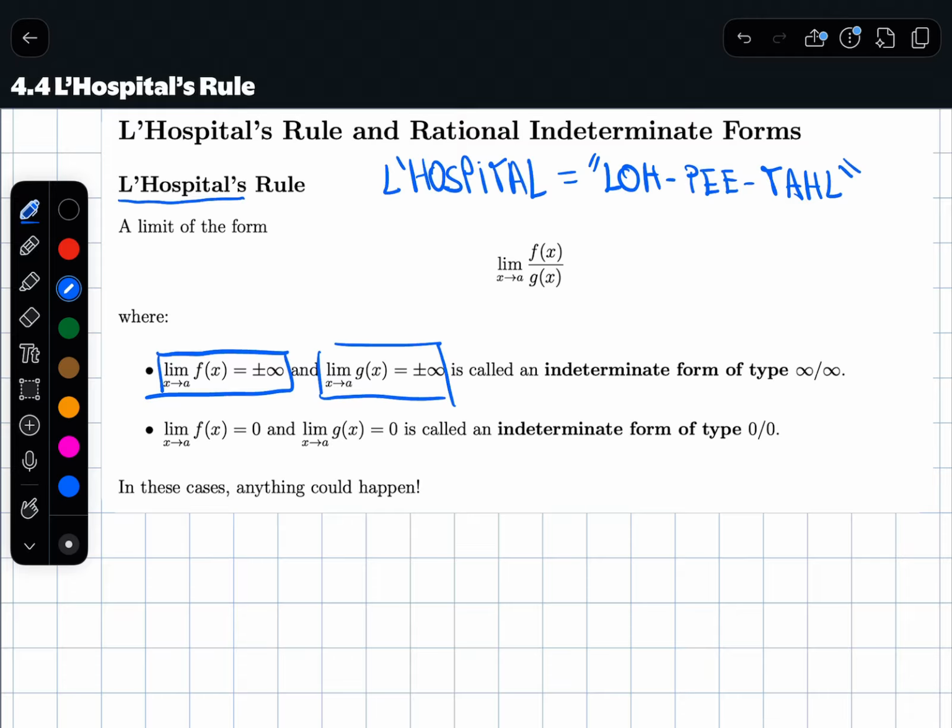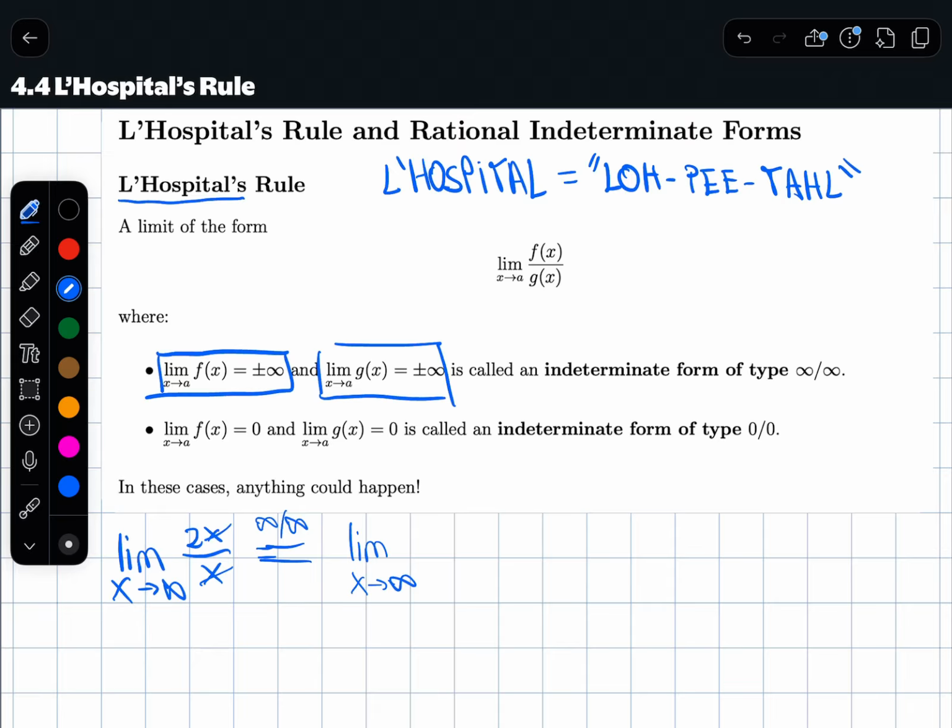For example, if I have something like this, then you can see that the top of this fraction is going to infinity because it's 2x and x is getting larger and larger. So this will be an infinity. And the bottom of this fraction is also infinity. So if you were to think about it, this is infinity divided by infinity, okay? But you can't say this is 1. You can't cancel the infinities out and say it equals 1, right?